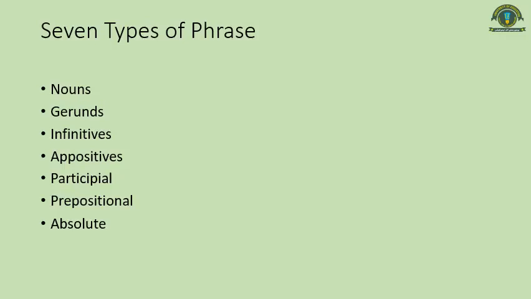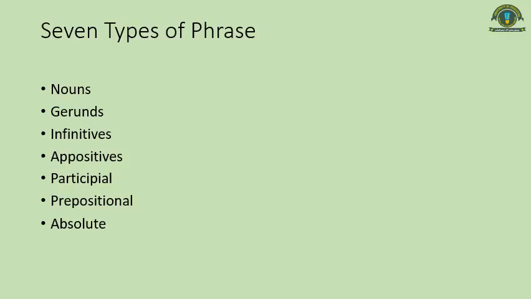So there are 7 common types of phrases. These are the noun, gerund, infinitive, appositive, participial, prepositional, and absolute. So these are the major, or you can say the common, 7 types of phrases. We will discuss with examples one by one.